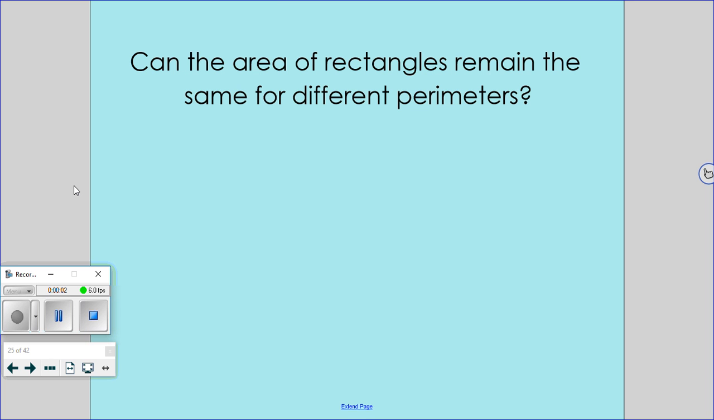Alright, so we have just defined what area is. Again, that's the shape or the space inside of a shape. We can solve for that using length times width, doing tiling, rows by columns.